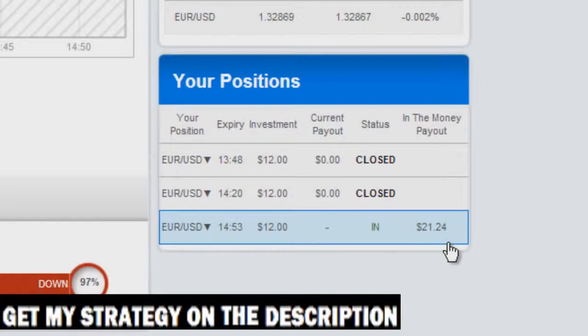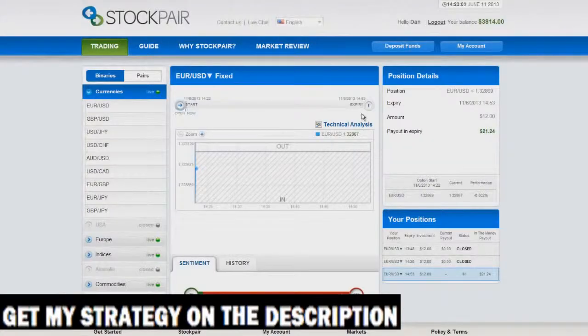Right here, we've got the currency pair, we've got the investment, the rate of the currency pair I'm trading, we've got when the trade will expire, we can see the payout, which will be $21.24, and that's a 77% return on our investment. Now, since we're trading 30-minute trades and it might get a little boring for you to wait, I'm going to pause the video and I'll come back to you before the trade expires.